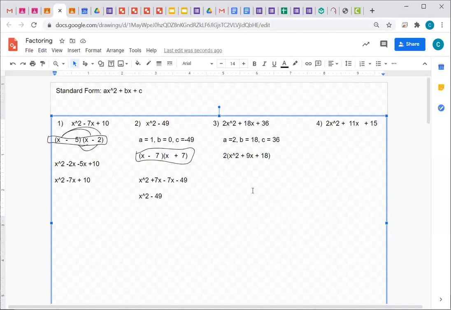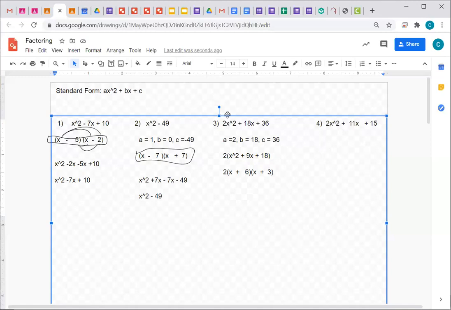Well, 6 and 3. So first I put my 2 in front, put my parentheses, and I say, okay, 6 and 3. So plus 6 and plus 3. They multiply to get 18, and they add to get 9. And so that matches this expression in the parentheses. And we already factored out the 2. So we can factor out like that.